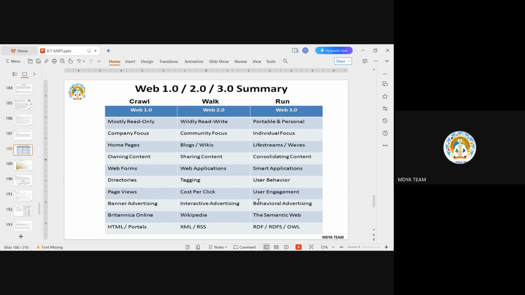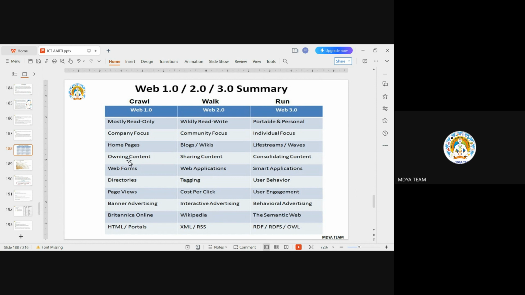WhatsApp comes in Web 2.0. As I have told you, Web 1.0 is crawl, Web 2.0 is walk, Web 3.0 is run. Mostly read only, read write, portable and personal, read write and execute, company focus, community focus. These are the keywords that you have to remember about Web 1.0, 2.0, and 3.0.